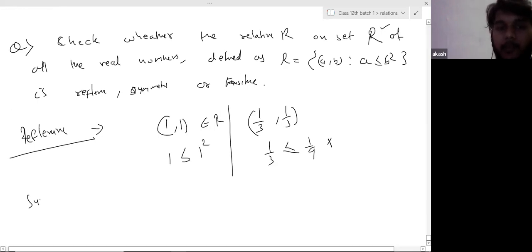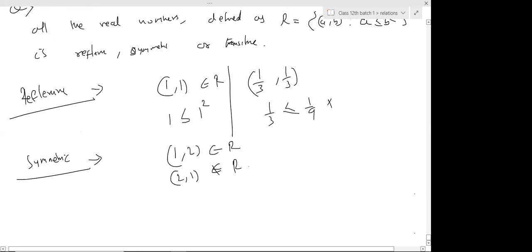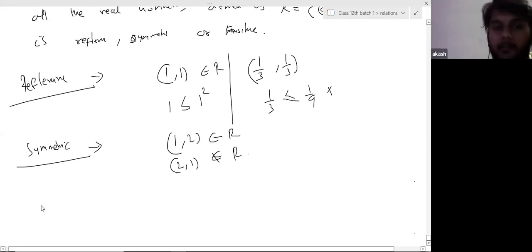And symmetric. Symmetric is very easy, right? 1, 2 belongs to R, but 2, 1 does not belong to R. Right, Krishna? Yes, sir. So symmetric is very easy. Now transitive.